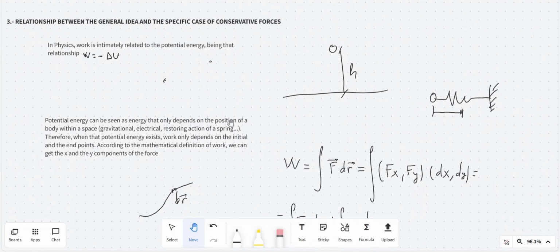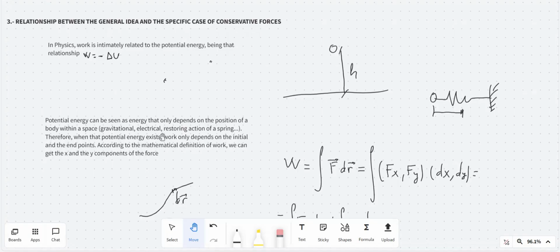What about point 3? Here in point 3, I would like to explain to you the relationship between the general idea I just explained with the specific case of conservative forces, because you may wonder, okay, we have the idea of conservative forces, the idea of the potential function and the mathematical approach you have already done. But what is the relationship between that mathematical approach and the specific case we have been dealing with previously in the other videos about conservative forces?